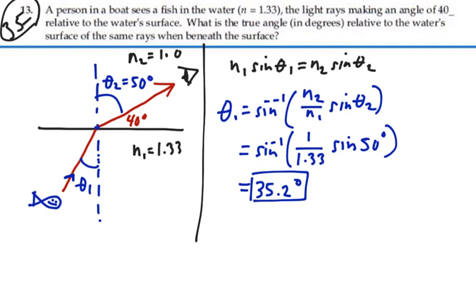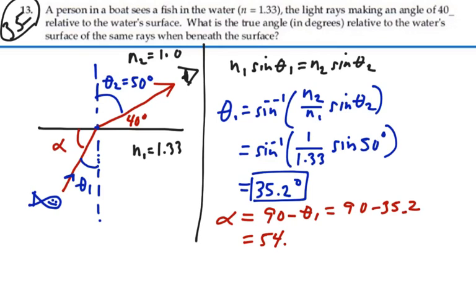But the question was, what is the true angle relative to the water surface of the same ray when beneath the surface? So we just found theta 1, but we want to find this angle here, let's call it alpha, which is the complementary angle. So alpha should be equal to 90 minus theta 1, which will be 90 minus 35.2, or 54.8 degrees will be the angle that ray made with respect to the water surface underneath the water, 54.8 degrees.